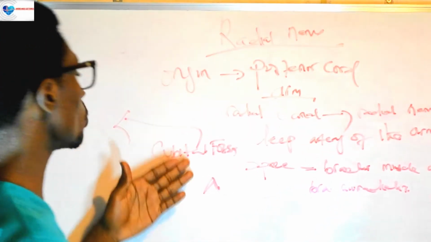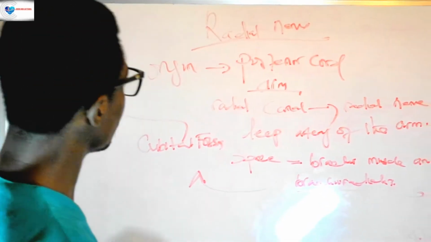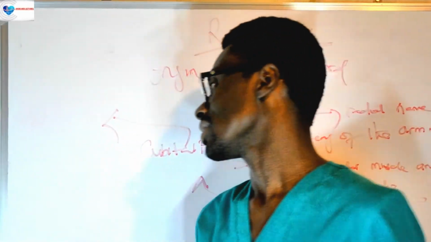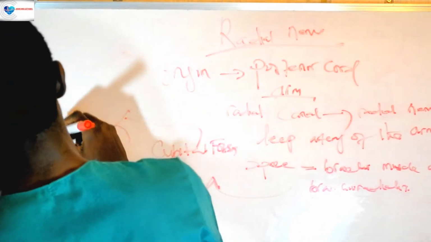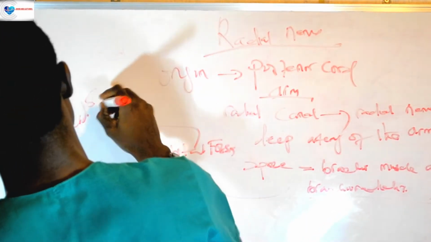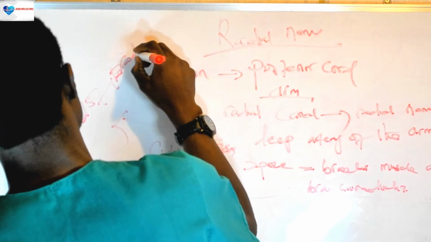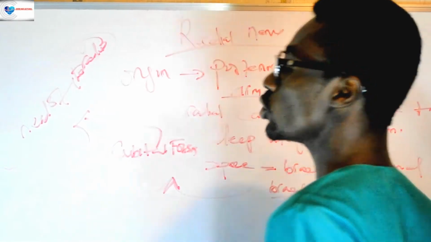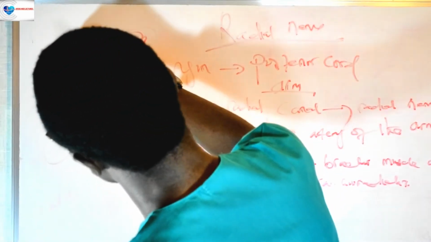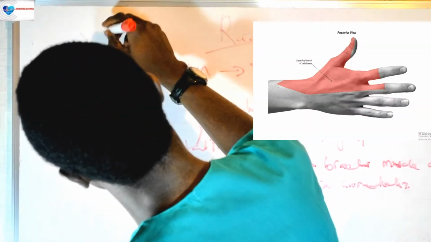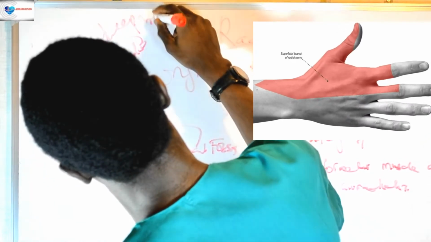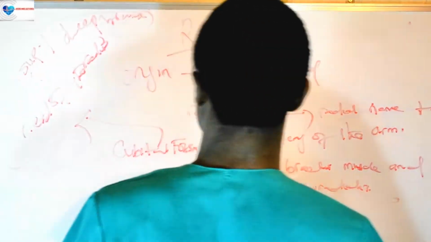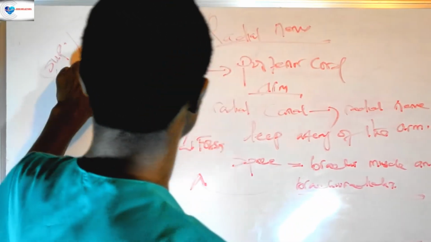We have the ulna and the radial bone, right? But this now goes to the head of the radius, guys. When it goes to the head of the radius, there it splits into a superficial and a deep branch. Yeah. Okay.